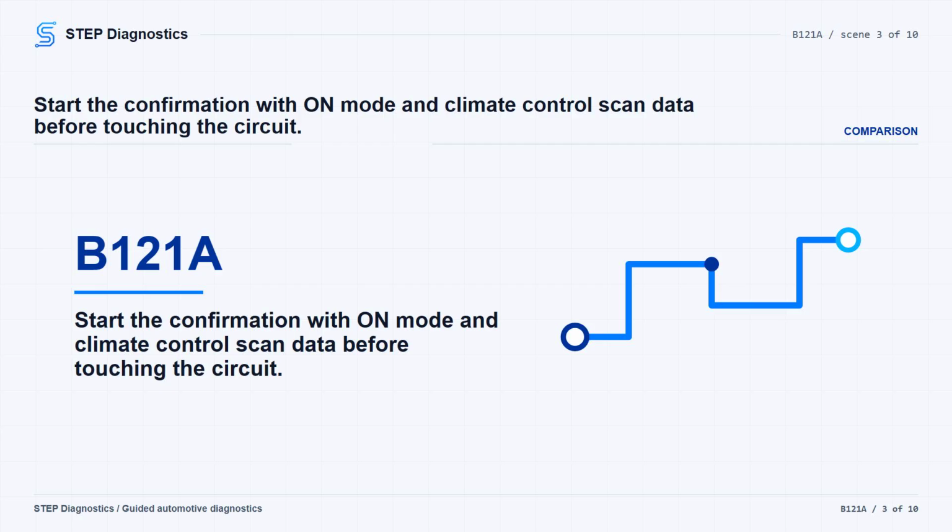This code is handled like a signal plausibility problem. The goal is to see whether the control unit is getting a believable motor signal, then separate a motor side issue from a wiring issue or a control unit side issue.